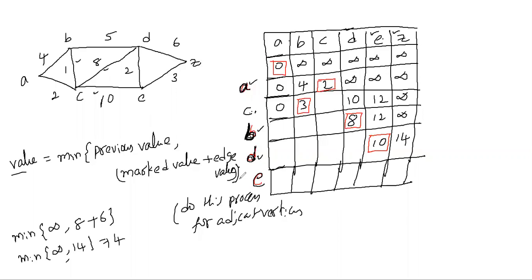For the E vertex, when you come to the E vertex, what are the edges added? D, Z. D is already there, so you don't take it. Only Z vertex. You have to update only the Z vertex. So now again, process.